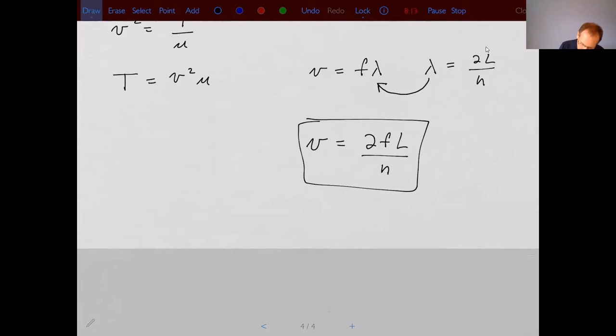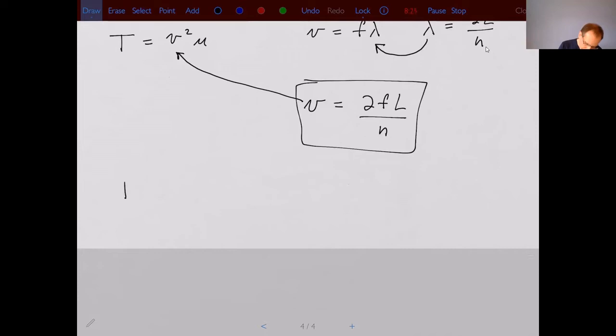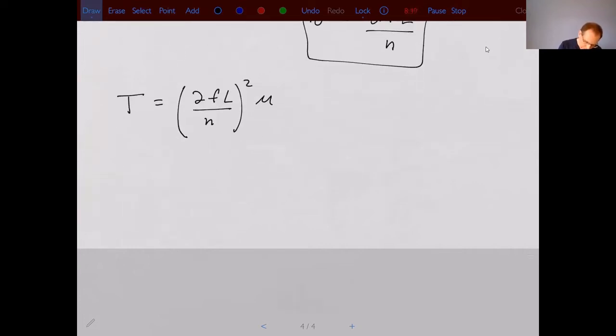And then finally, if I substitute in v into the equation for the tension, then I end up with the tension is equal to (2FL over n) squared times mu. And then we could write that, if I expand that out, it's going to be 4, I'll write the mu first, F squared L squared over n squared. So you can think of this as the theoretical tension. So later when I ask for T theory, that's the formula you're going to use: 4 mu F squared L squared over n squared.